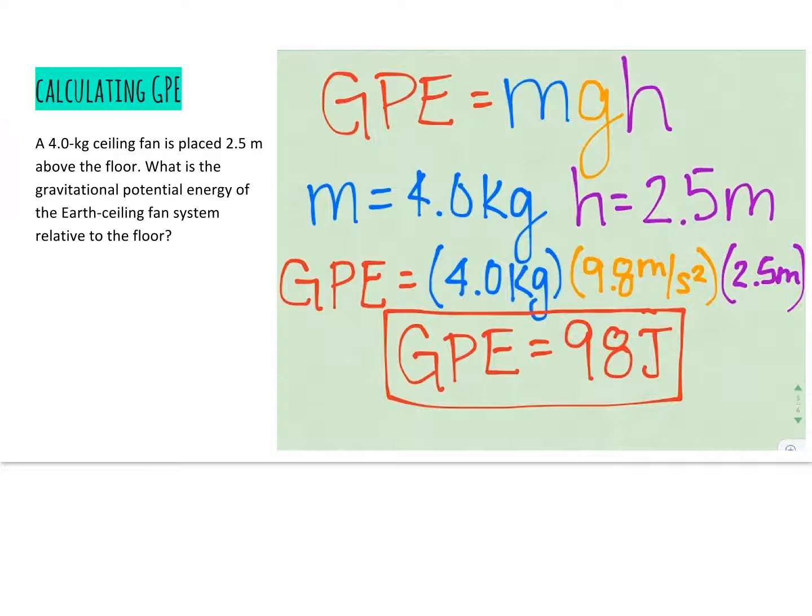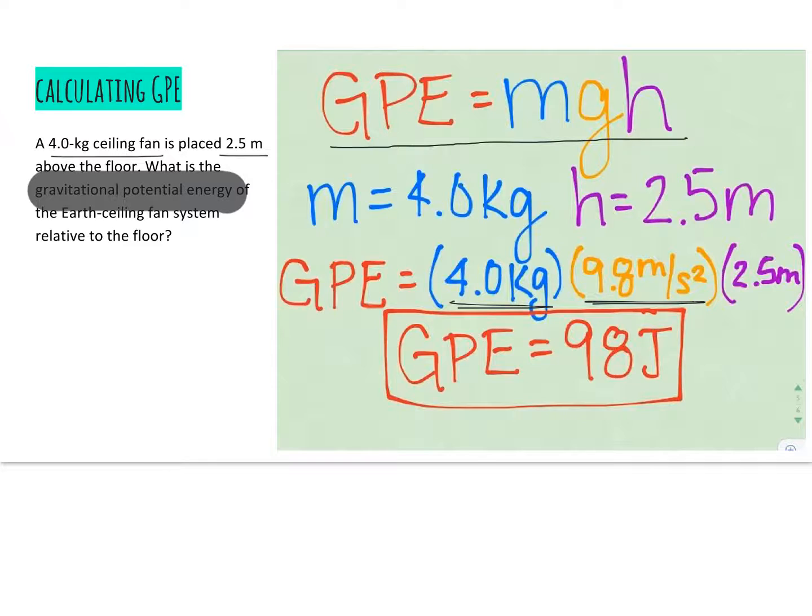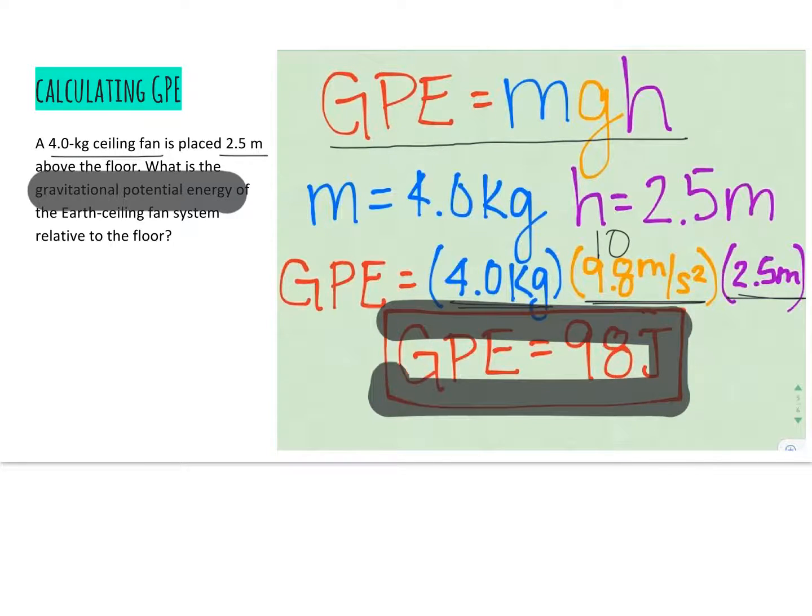Okay, so if we have a 4 kilogram ceiling fan that is 2.5 meters above the floor, what is the gravitational potential energy of this system? So you write out your equation, GPE equals m, the mass, times g, the gravity, times h, the height. Our mass was 4, so we put that here. Our gravity is always 9.8, or you can use 10 if you want to be a little bit easier. And then our height was 2.5. All right, so when you multiply all those together, you get 98 joules of gravitational potential energy.